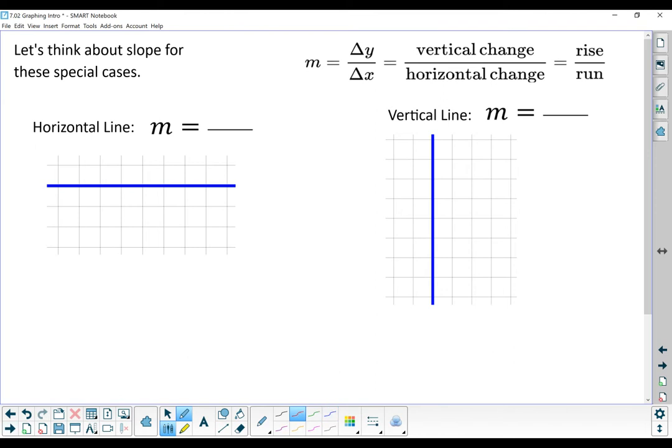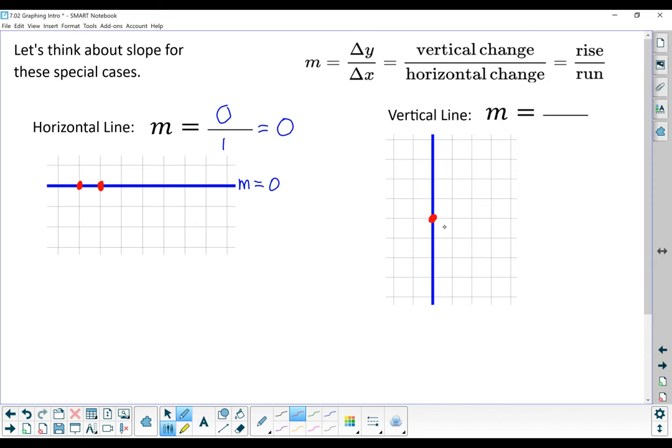So let's think about slope for these special cases. We talked about slope is how much the line rises or falls for each unit it goes over to the right. So in this example, it's going up 0 over 1. Well, 0 divided by 1 is just 0. A horizontal line has a slope of 0.